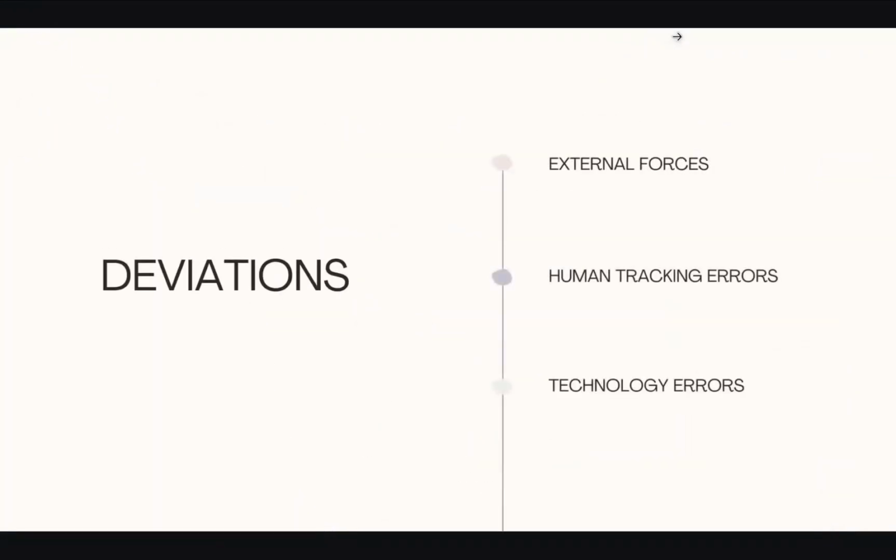There are a couple of deviations that could have been made throughout the experiment. There could have been external forces like friction, air resistance, or gravity; human tracking errors like camera angle, not clicking the center of the object in every frame, or rounding numbers during calculations; and technology errors like mistakes in getting even or equal increments, calibration error, or just blurred footage of the experiment.